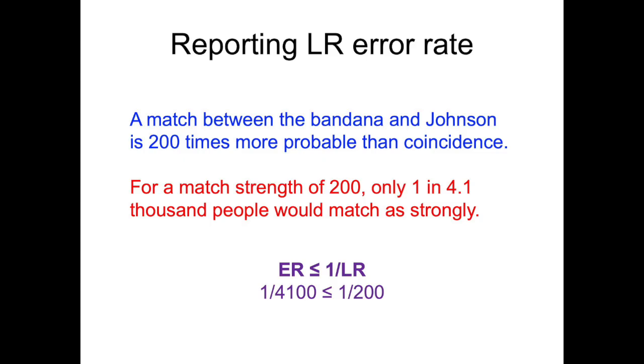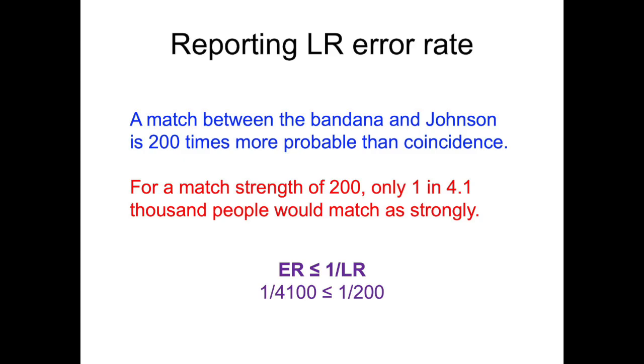So what we're going to show now is the basic language when you start reporting error rates. We have detailed protocols that will help you get started with this. And we have language that we've used in our reports hundreds of times. To summarize the likelihood ratio shown in blue, we'd say a match between the Bandana and Johnson is 200 times more probable than coincidence. That's with the most conservative ethnic group.